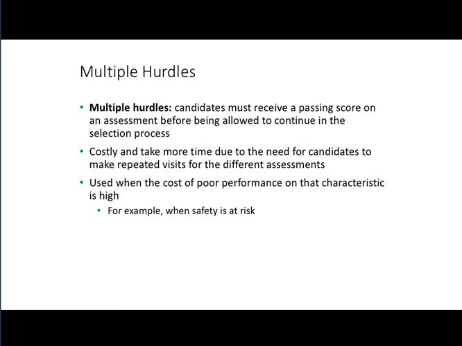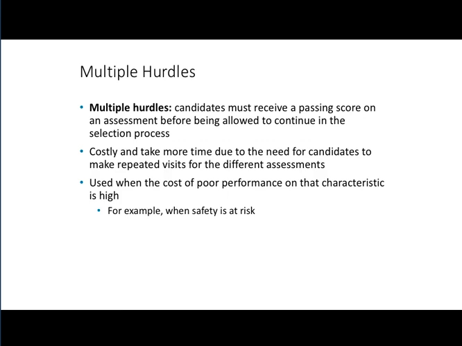But we use this when poor performance can be a real problem. So when we have high-risk jobs, when safety is a concern, when we need people to be excellent in all areas. For example, a surgeon. The last thing you would want is a surgeon who was really good at making cuts, but not so good at doing stitches, right? I mean, we want them to be good at everything across the board. So when safety is at risk, it's really important that we have high hurdles.